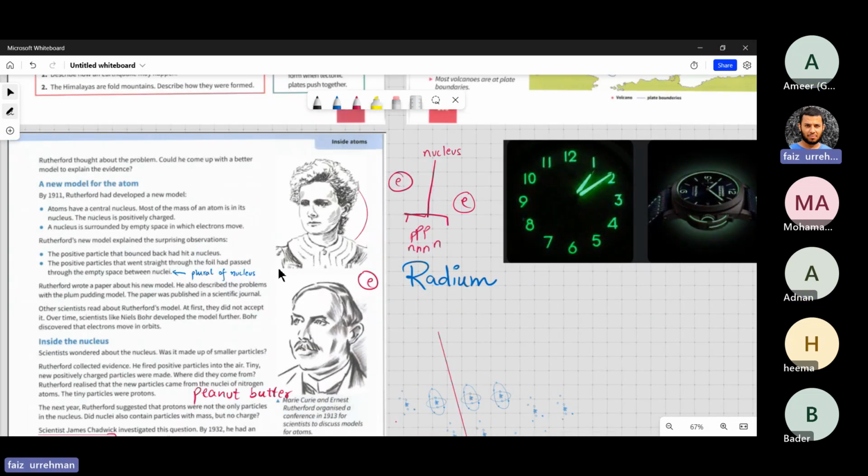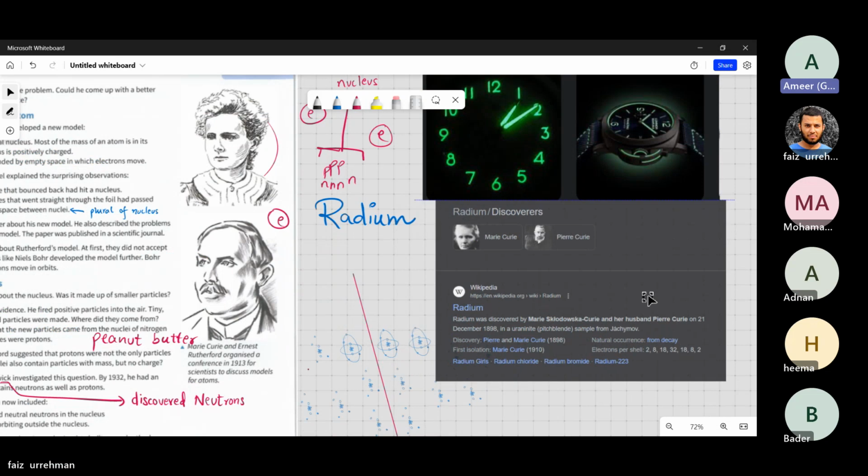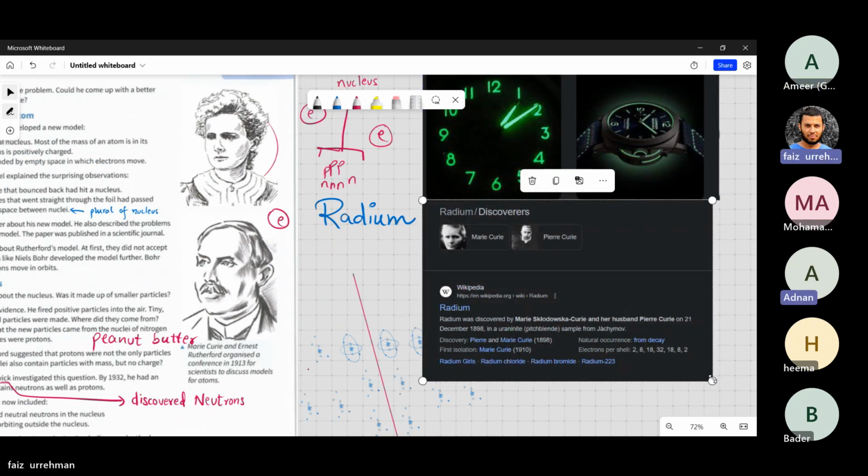So, who discovered radium? Wait, let me check. Discovered by Marie Curie and Pierre Curie. Look, husband, wife. They didn't do anything, huh? Useless. I am more useful than him.